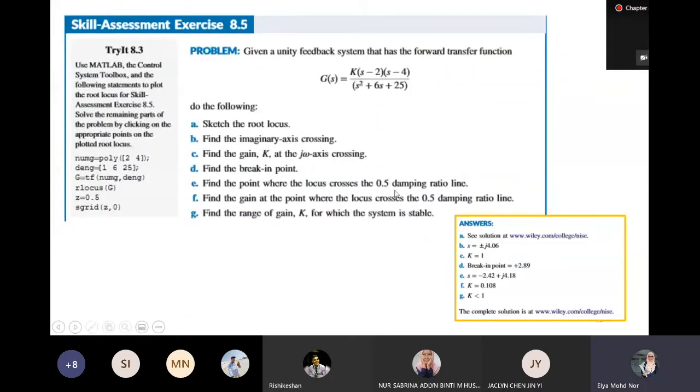Any questions before we move to skill assessment exercise 8.5? No? No, okay. Alright.